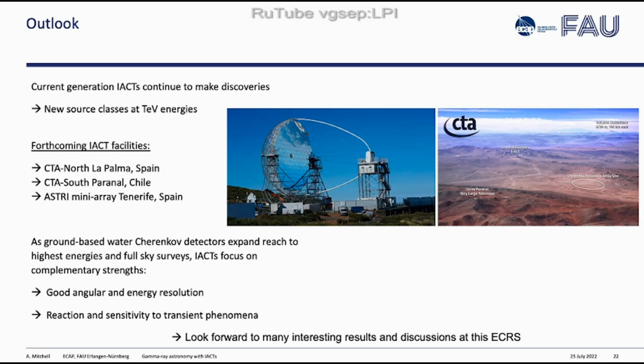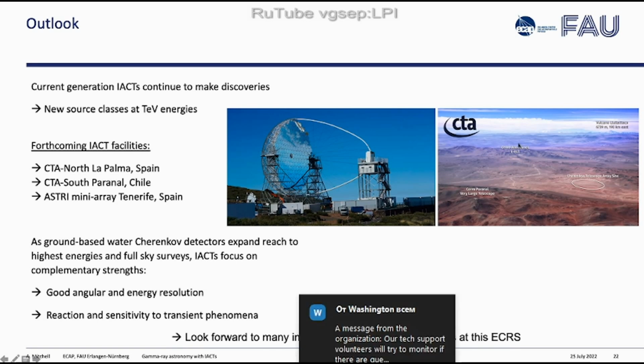And for the forthcoming IACT facilities, we have CTA North, La Palma in Spain, and this is an image of the LST currently located on La Palma. We have CTA South in Paranal, Chile. This is actually located in the valley between Cerro Paranal, which is the mountain with the VLT on top, and Amazonas, so really in the valley between the two. And there's also the forthcoming astronomy around Tenerife.